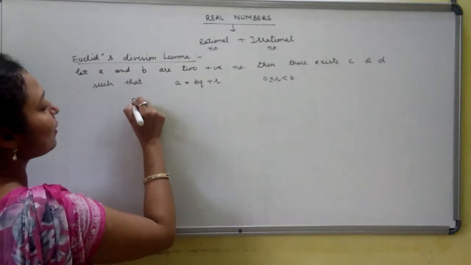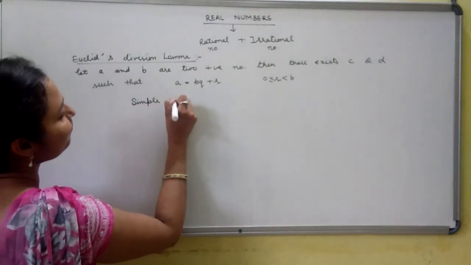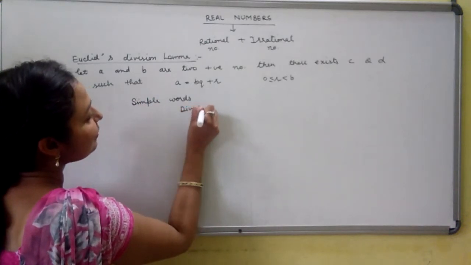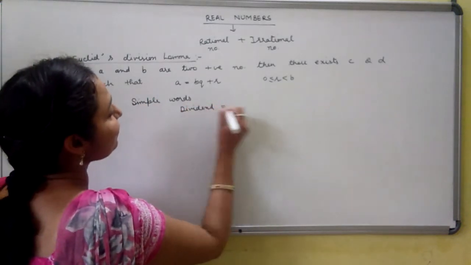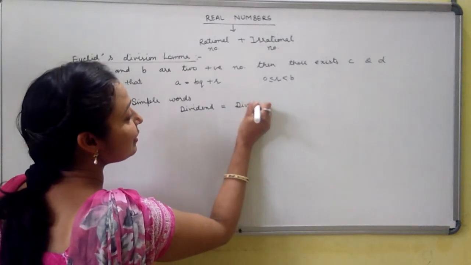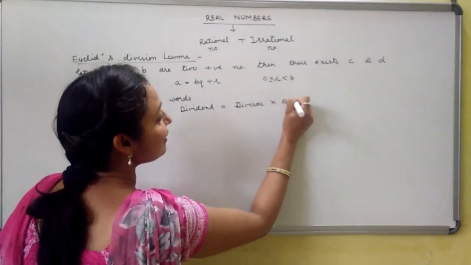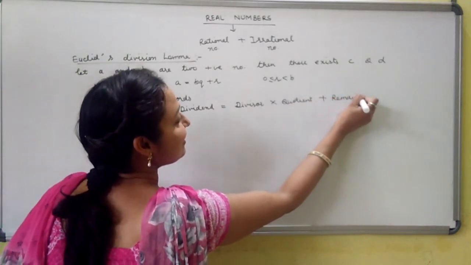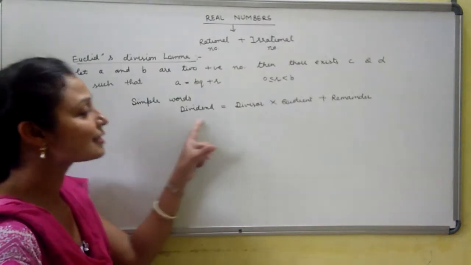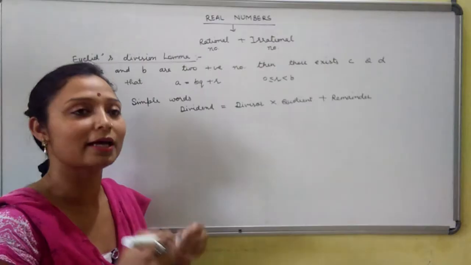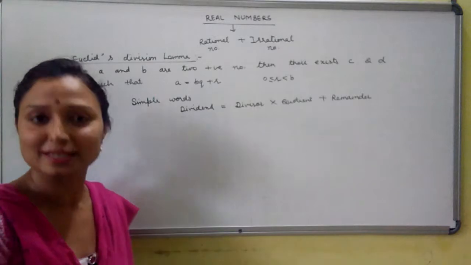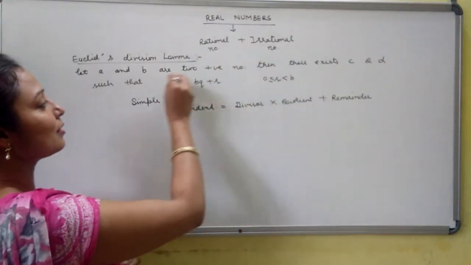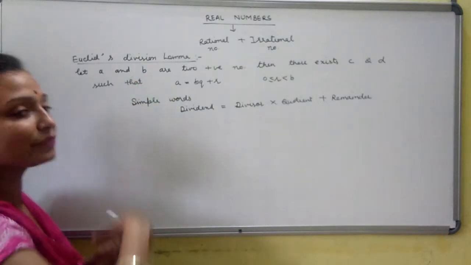Okay? In simple words, we can say that dividend is equal to divisor into quotient plus remainder. This whole term we have already studied in small classes, in class 6th and 7th. Now this is changed into the two numbers in the division lemma.